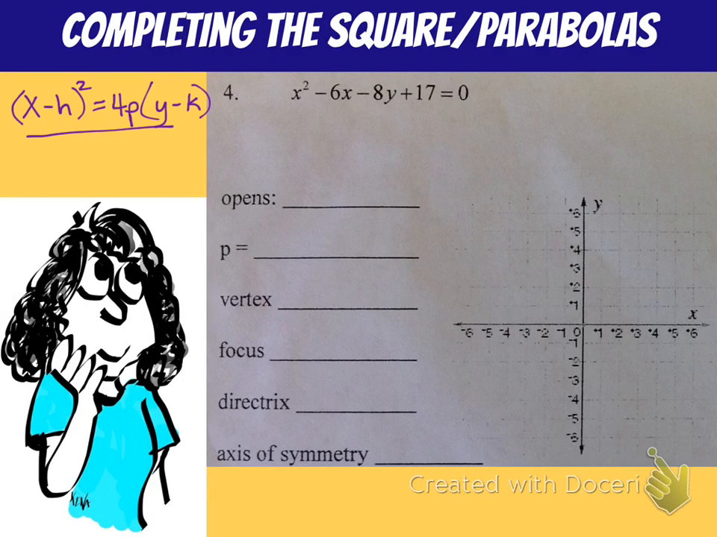Hi class, Miss Womack with Completing the Square, this time with parabolas. So when do we know we need to complete the square? When we are looking at an equation that kind of looks like this one, and we need to have it in a standard form like this one. The one over here is our standard, and that's what we'll be calling general form over to the right.